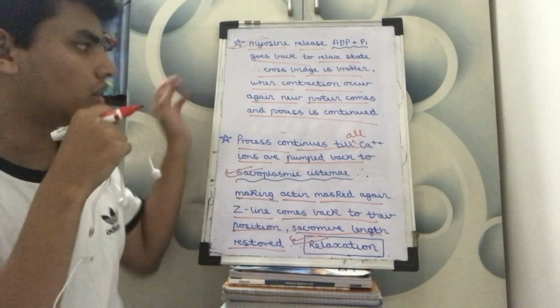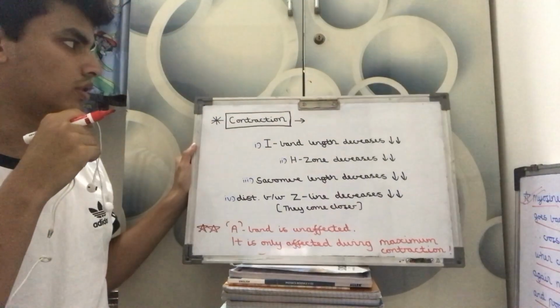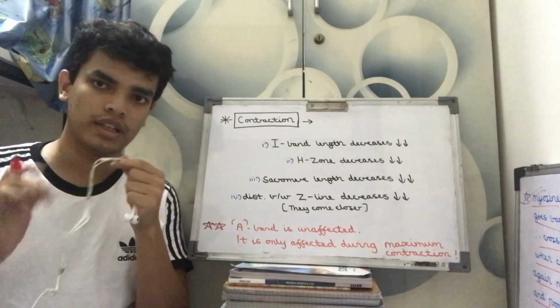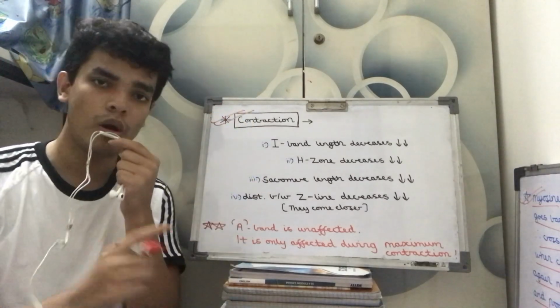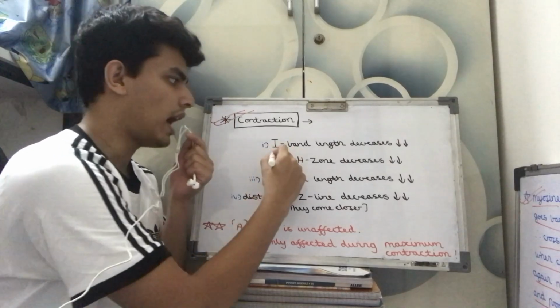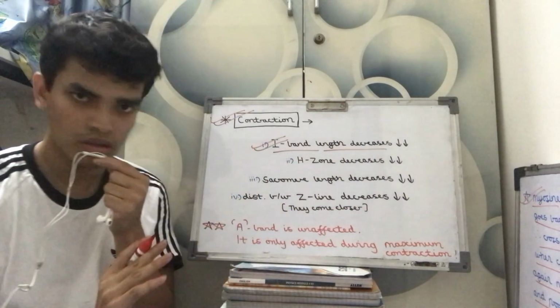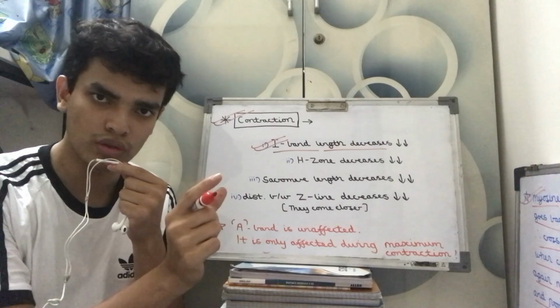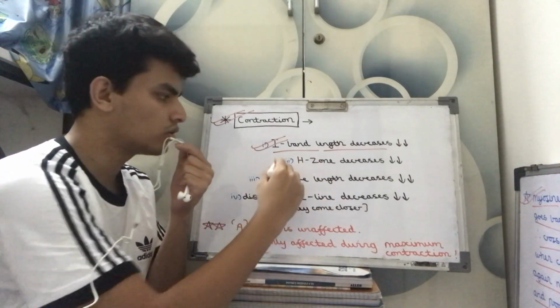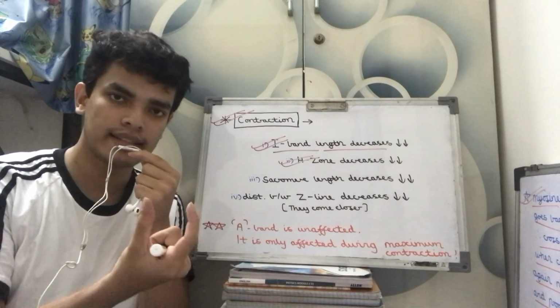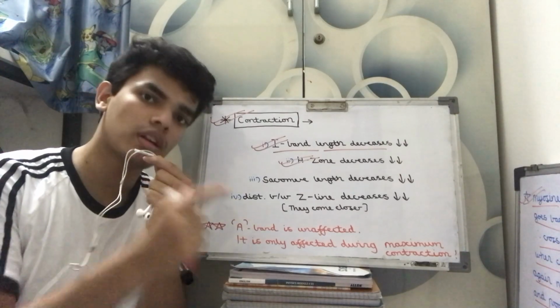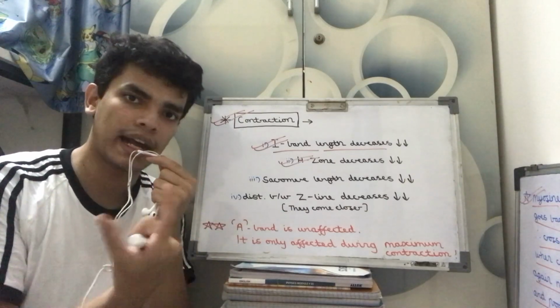So now we will see the contraction diagram that we made, in which there were the H zone, Z line, M line, all of that. So again, this is important: during contraction, strictly during contraction, what all is getting reduced. So the I band length decreases. We know this, right? The I band length decreases, the H zone is also decreasing. As you remember, the H zone is the part in the center where actin does not overlap myosin. That means myosin is alone, actin does not overlap.